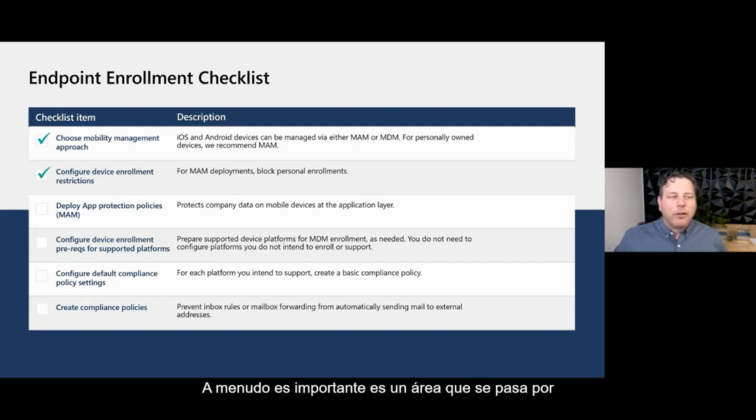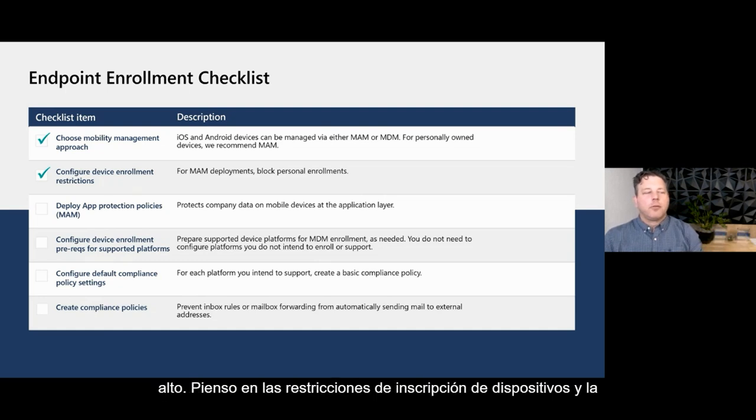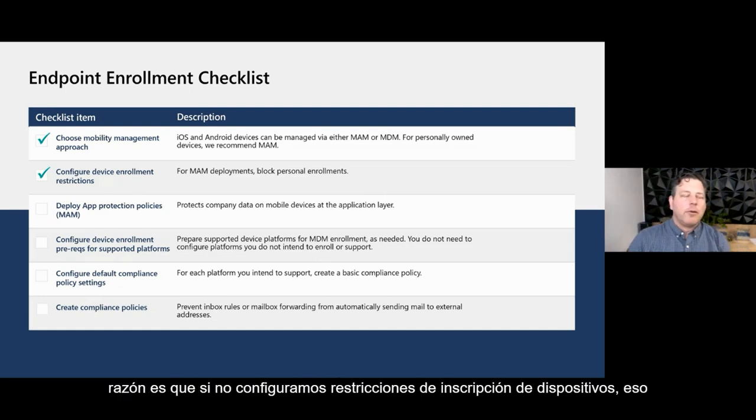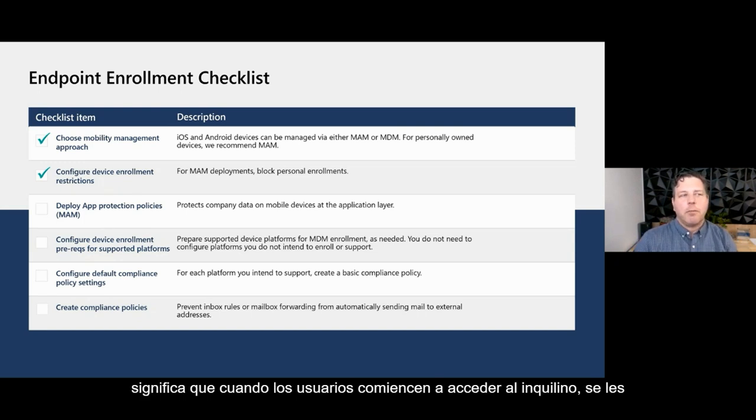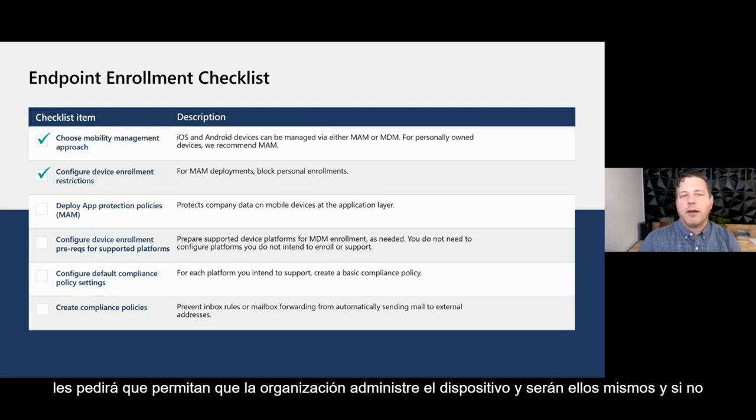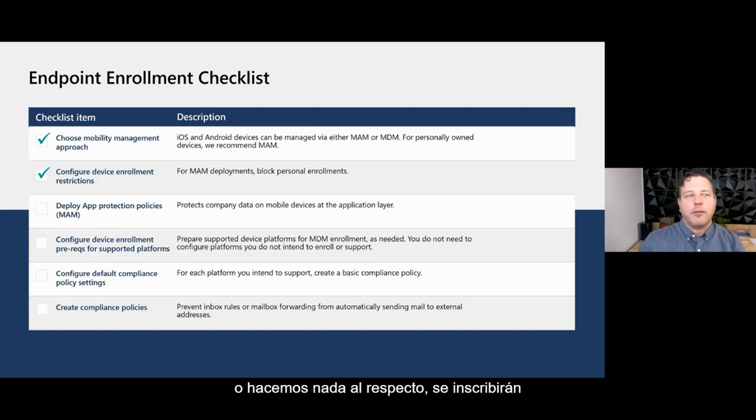It's often important, and an overlooked area, to think about device enrollment restrictions. The reason is, if we don't configure device enrollment restrictions, then when users start accessing the tenant, they'll be prompted to allow the organization to manage the device, and if we don't do anything about this, they'll sort of self-enroll themselves into MDM. So at a minimum, if you're going to use MEM, I recommend blocking personal enrollments, so we're just having one management approach.